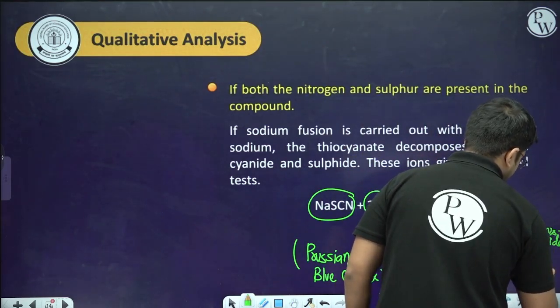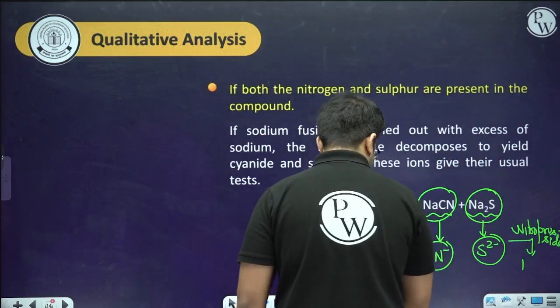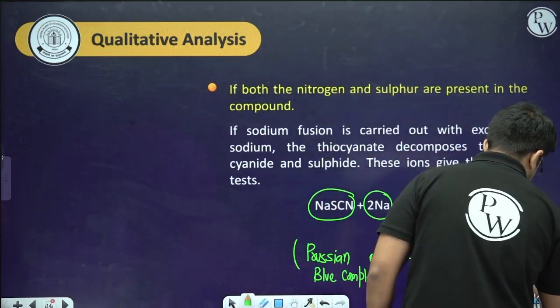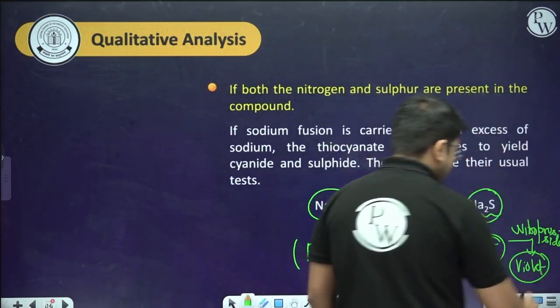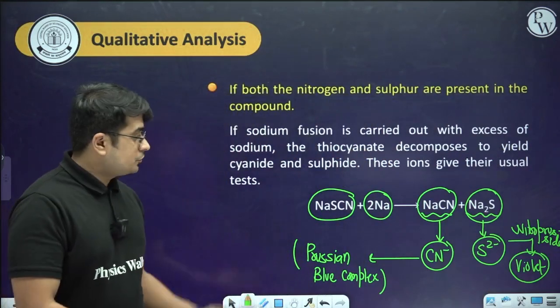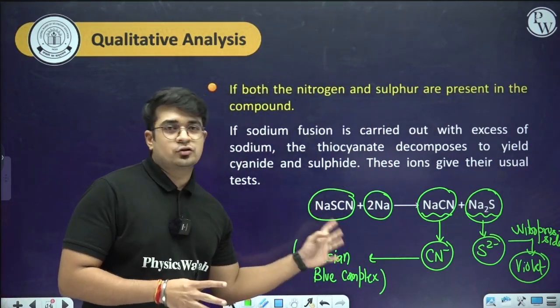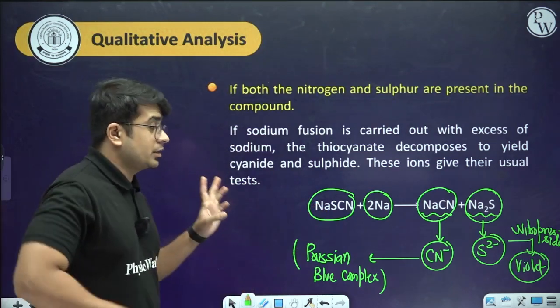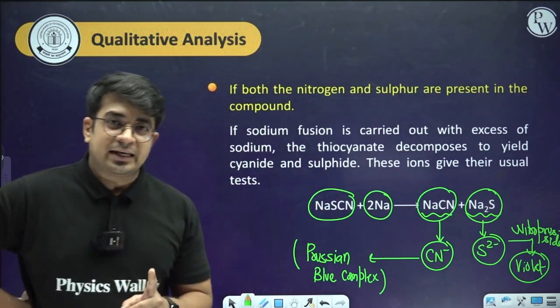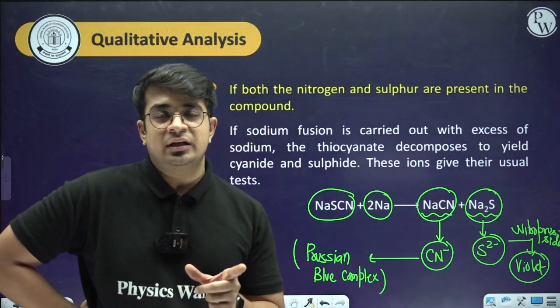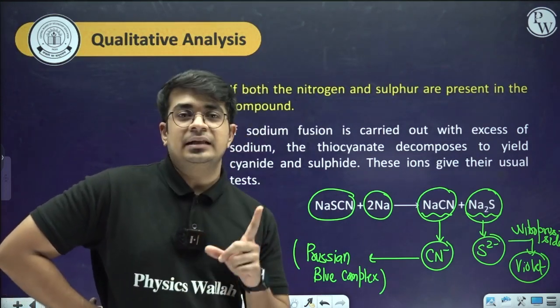Okay, so that will be violet color formation. Now you can perform both the two tests which we were discussing earlier. So you can actually do that particular part. I hope this portion is clear. So this is the only case when you have the presence of nitrogen and sulfur directly in the organic compound.